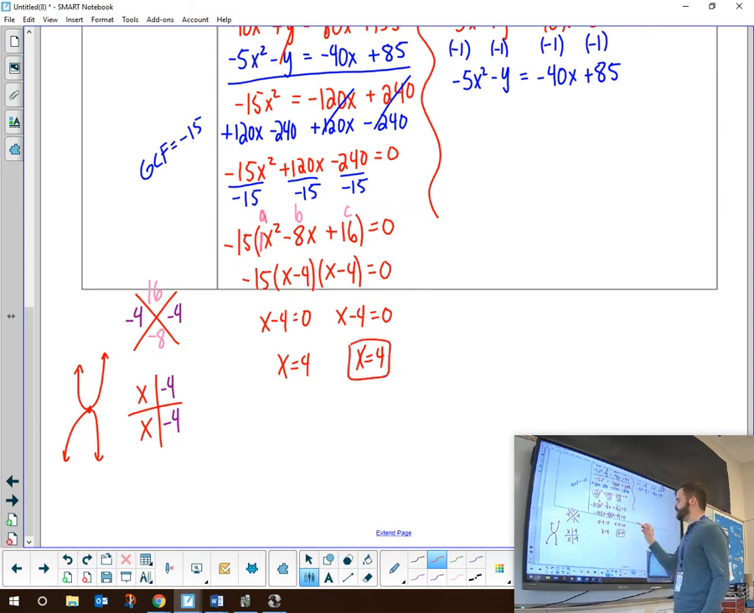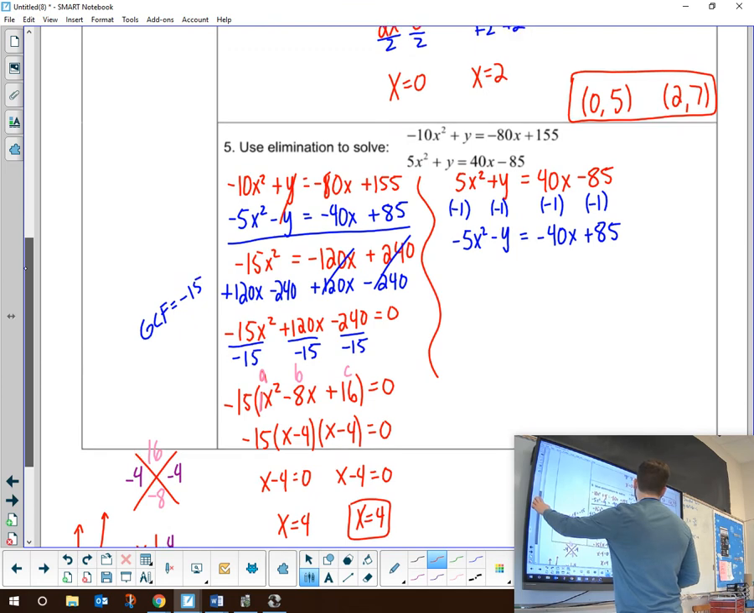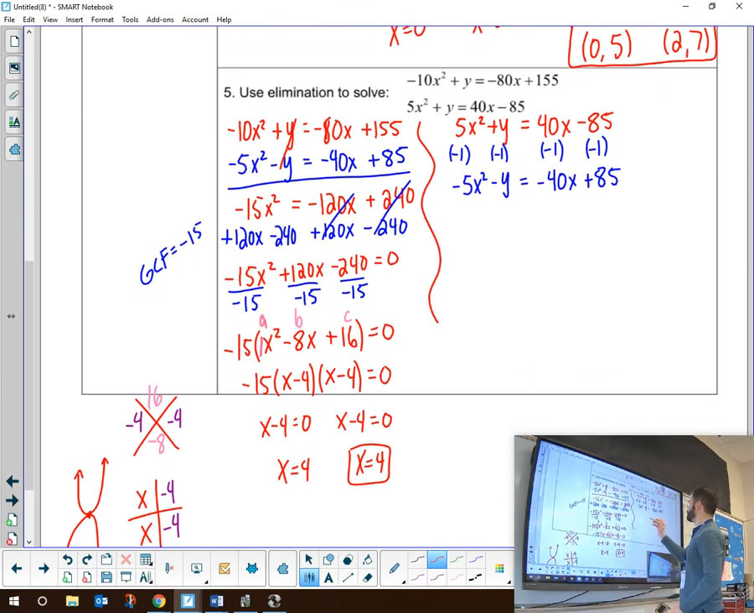We only have to deal with it one time. Let's take that x equals 4 and plug it back in. We're only going to have one answer for this problem. So let's take my original equation over here on this side. This one is 5x squared plus y equals 40x minus 85.